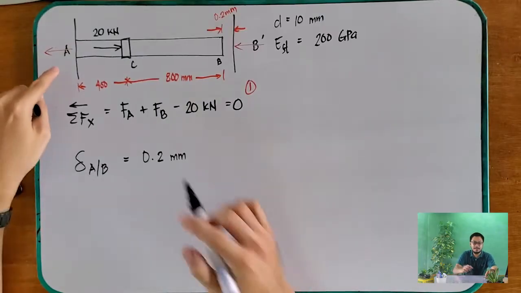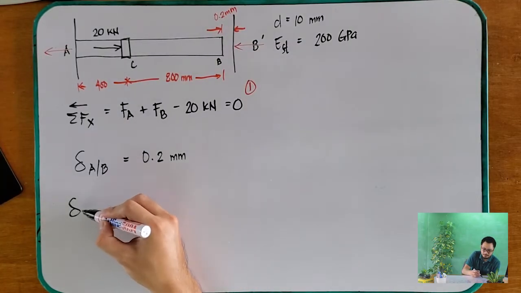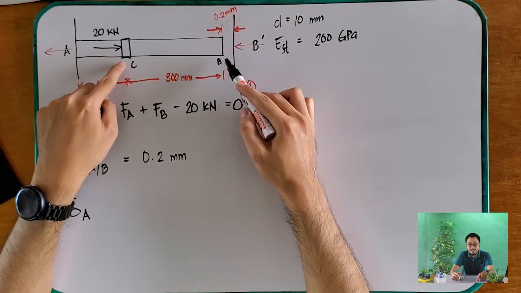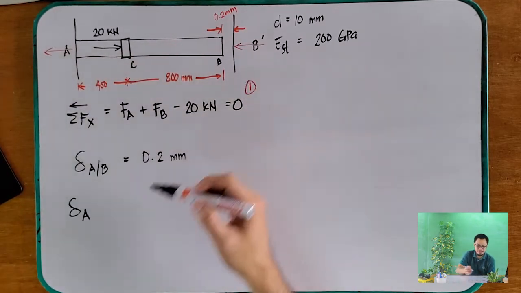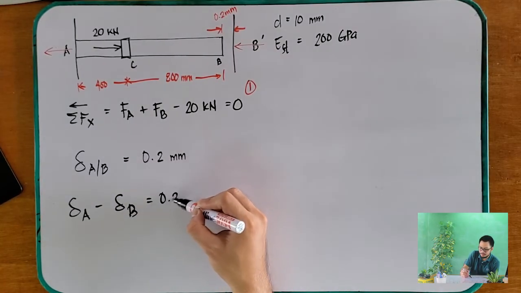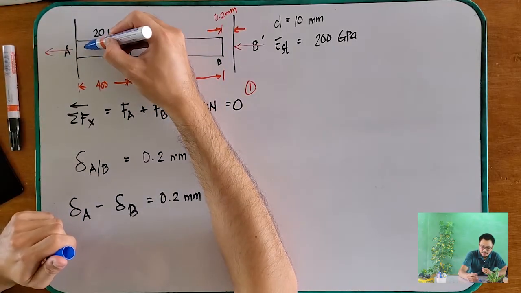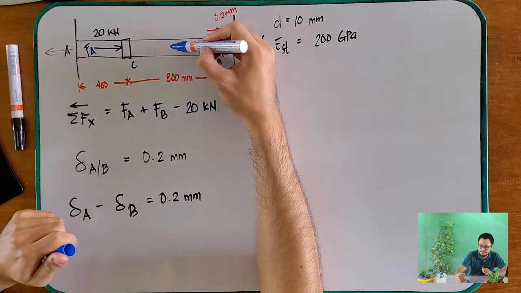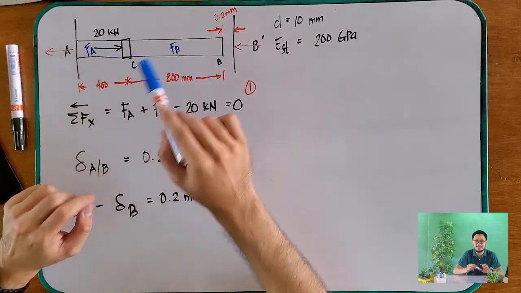So, unsa may nahitabo dire? Ni-elongate ang atong A. So, therefore, positive atong A. Dire, ni-compress ang atong segment CB or aton lang itawag ni nga B, minus B is equal to 0.2 millimeters. Okay. So, ato na naibungkag. So, your segment here has a force of FA and your segment here has a force of FB. Take note ha, these are internal forces.